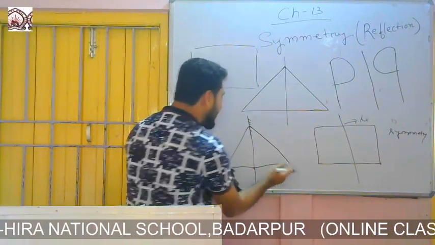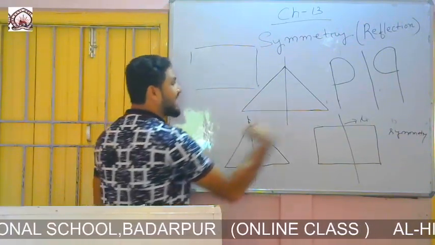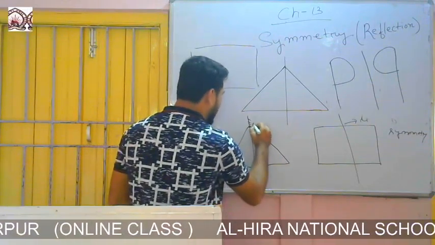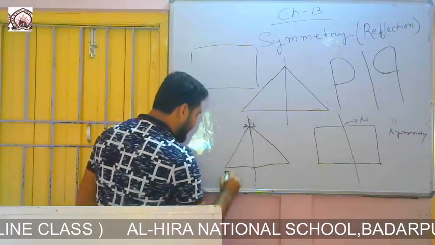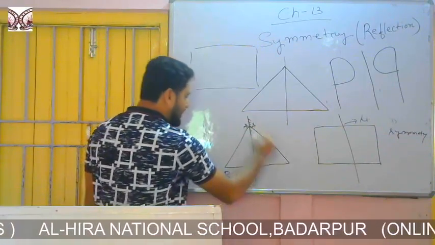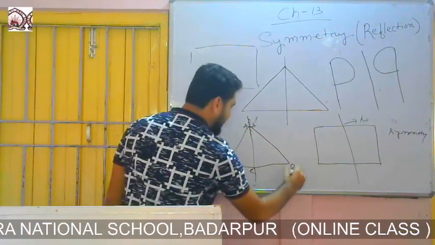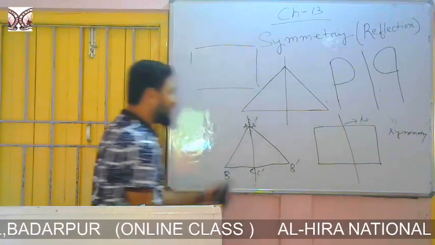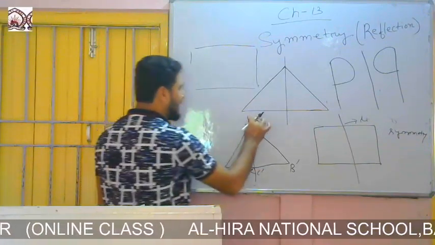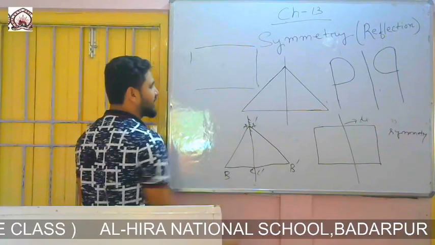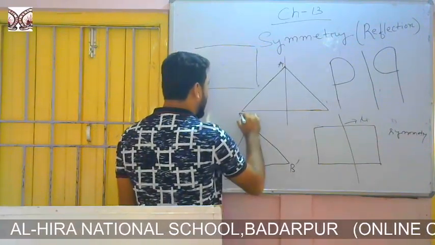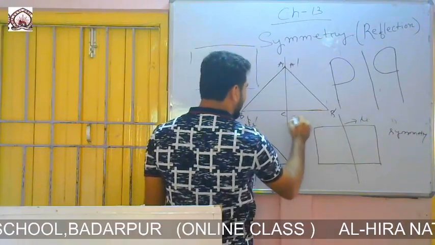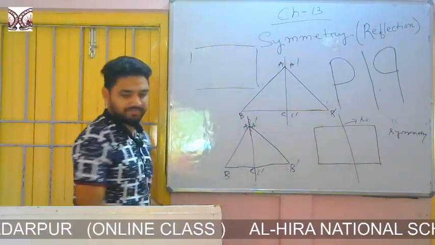Instead of folding, it forms inside the mirror, which you cannot touch. So that is what reflection is. If I give the names A, B, C, then this portion will be what? A dash, B dash and C dash. That means we give the names of the reflected shapes with a dash. So here I take A, B, C, and A dash, B dash and C dash.